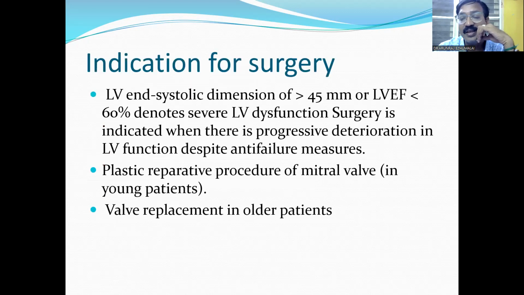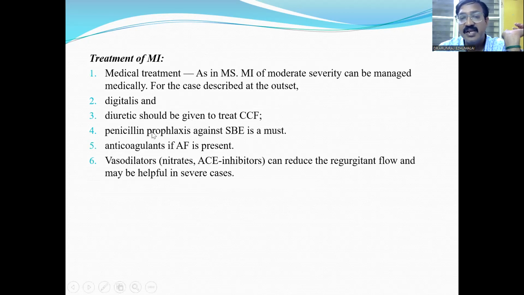So, management: you have to tell diuretics, digitalis, penicillin prophylaxis against rheumatic fever. And if there's infective endocarditis, you have to give antibiotics accordingly. Anticoagulants, if AF is present, you have to give heparin or oral anticoagulants. Also, vasodilators can reduce the regurgitant flow and may be helpful. When you reduce the afterload, the resistance is decreased, so more blood will go into the aorta, and so the patient may not have pulmonary congestion and everything. So, vasodilators will be somewhat helpful.